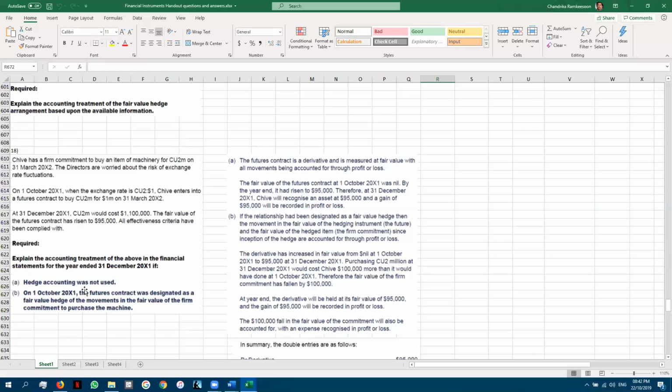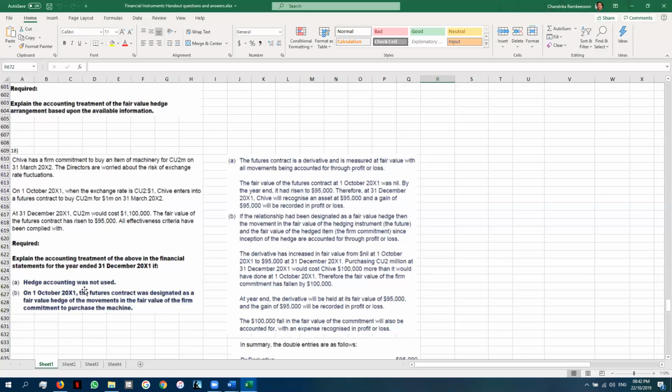But at the reporting date, which we are not too concerned with in financial management, what we are concerned with in accounting, the CU would now cost 1.1 million, which is more, which means that potentially there's a loss then. But the fair value of the futures has risen to 95.